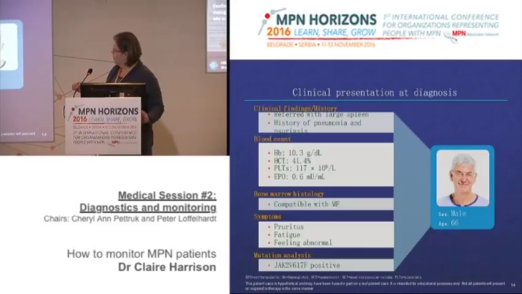This patient's got a mild anemia and a slightly low platelet count. Because of his anemia, we measure the EPO, which is the hormone produced in the kidneys, which triggers red cell production, because this is useful for us in terms of deciding as to whether EPO will work for the patient. The marrow was compatible with MF. Again, he's JAK2 positive.